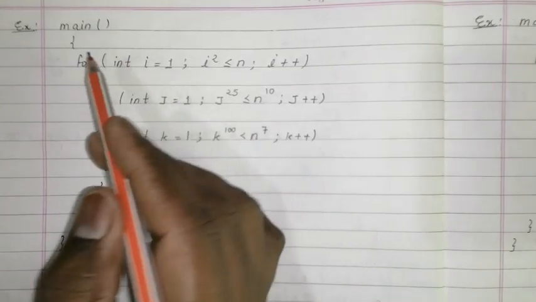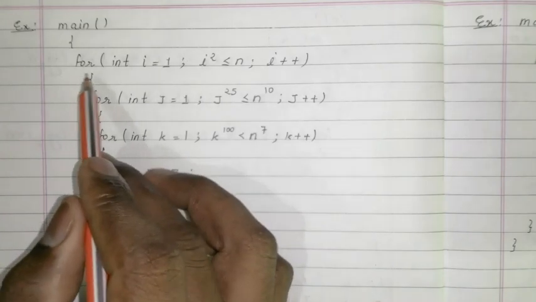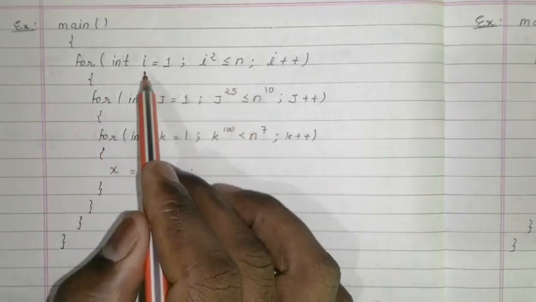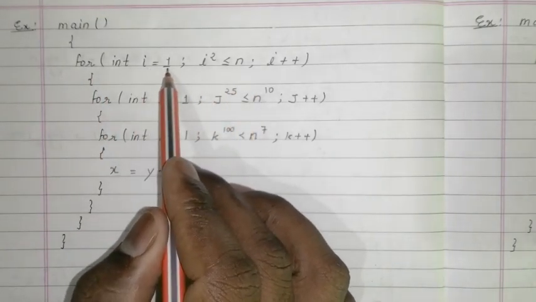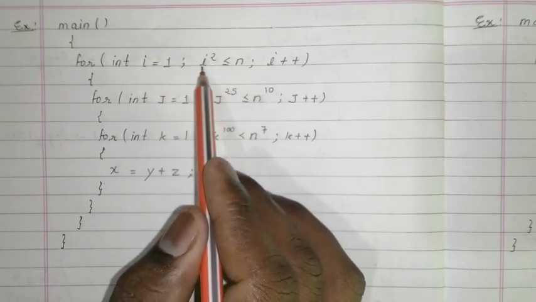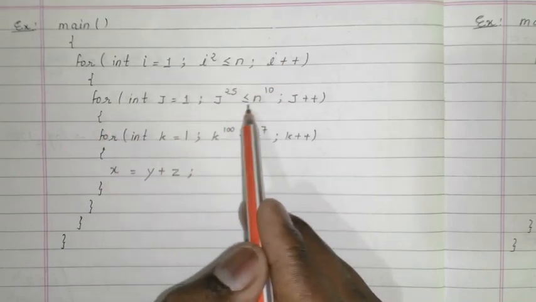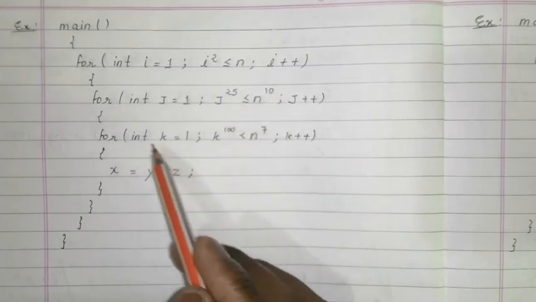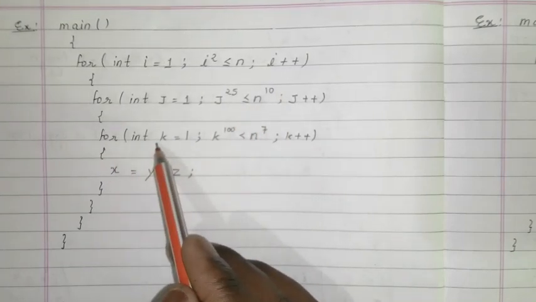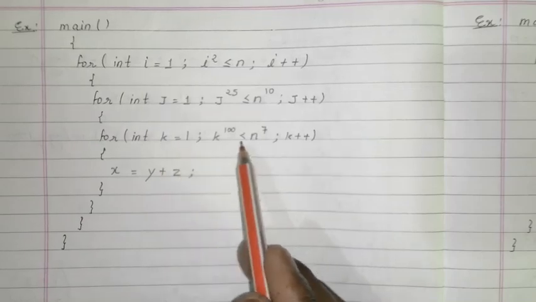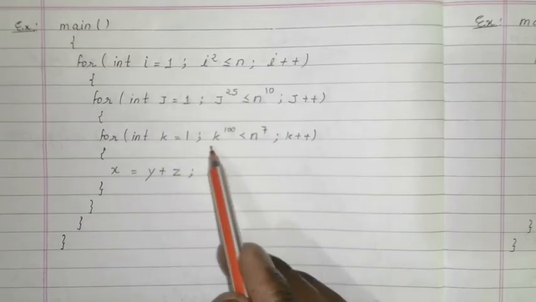Now see one more example. A main program is given. Inside main a for loop is given which will iterate 1 to root n times. The second for loop, j, will iterate 1 to n power 10 upon 25 times, and in one more for loop, the k value will iterate n power 7 by 100 times.